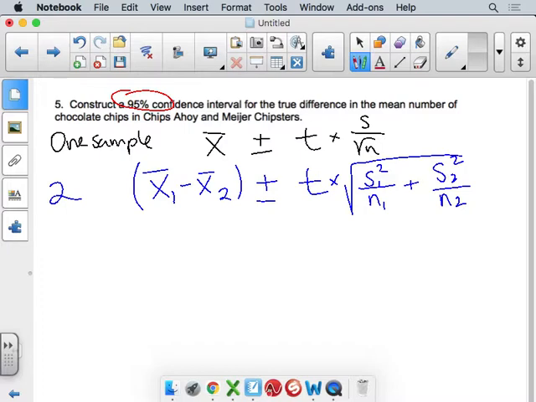So that's what I'm going to do. I'm going to plug in to what I have. So we said that the difference, 21 minus 18, was 3.34, plus and minus. And then let me do the S's here first, and then we'll look at the T.